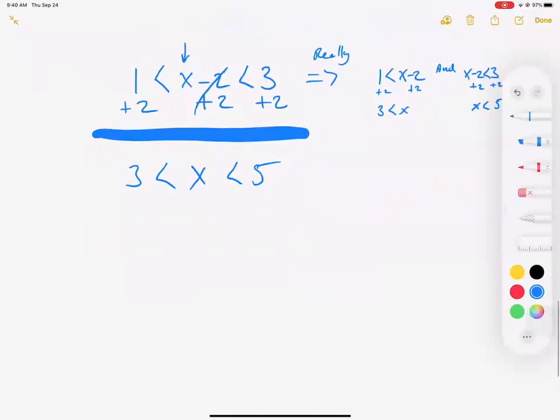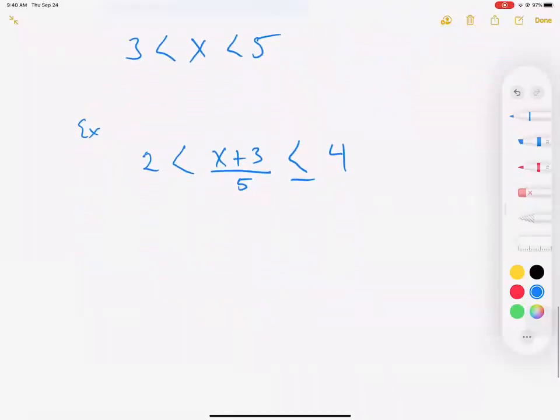So I'm going to make this problem a little more complicated. We're going to say 2 less than x plus 3 divided by 5 less than or equal to 4. So this is a compound inequality again. My goal is to find out what numbers work for x.